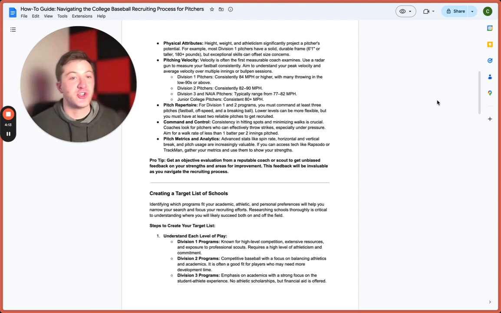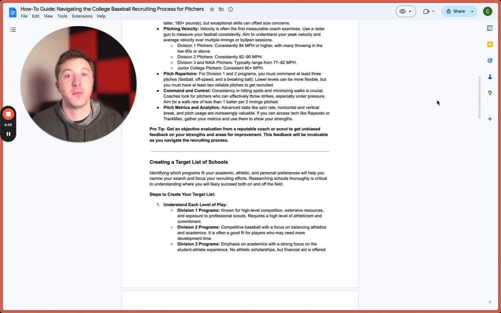And then in junior college, you want to be at least consistently around 80 plus miles an hour, right? As it goes for your pitching repertoire, for Division I and Division II programs, you must command at least 3 pitches: your fastball, your off-speed, your changeup, your sink, or your splitter, or a breaking ball like your curveball or a slider. Lower levels are a little more flexible in this aspect, but you must have at least 2 reliable pitches to get recruited.